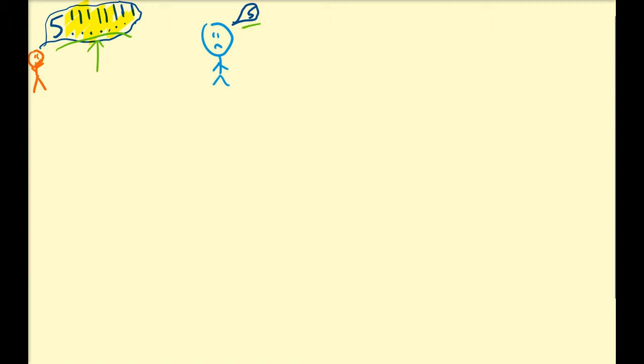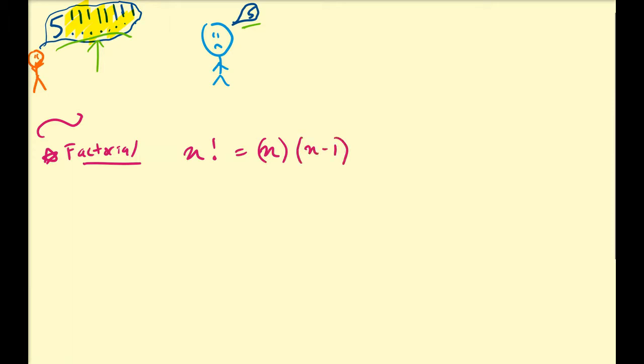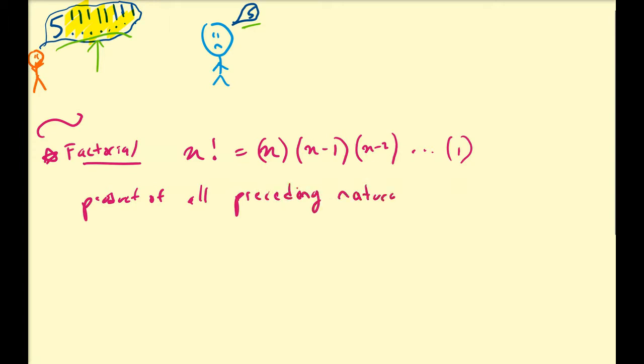That's pretty much what we're going to be focusing on in this video. So let us first review what a factorial is and how to calculate it. A factorial is usually represented by one exclamation mark, and this is defined to be equal to the product of n and all its preceding natural numbers. So n times n minus 1 times n minus 2 all the way down to 1. So this is the product of all preceding natural numbers from n down to 1.